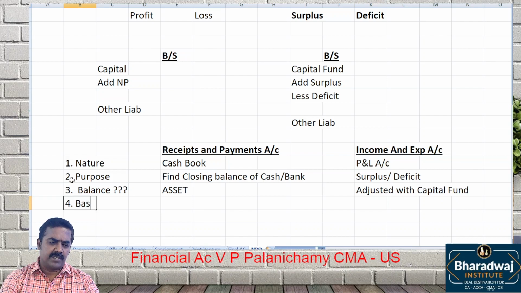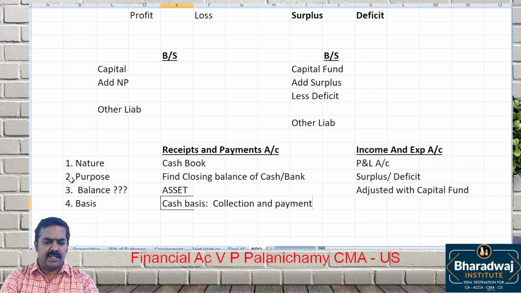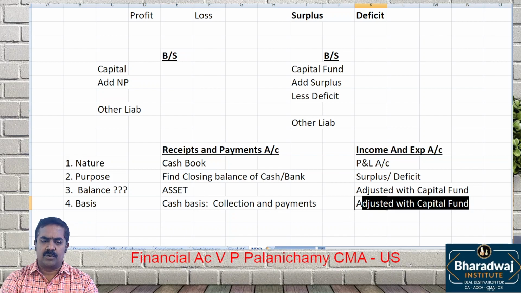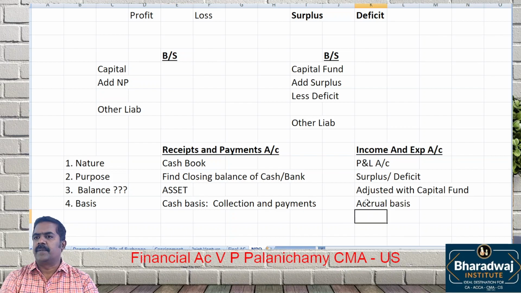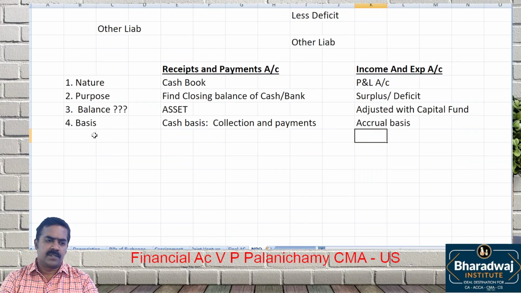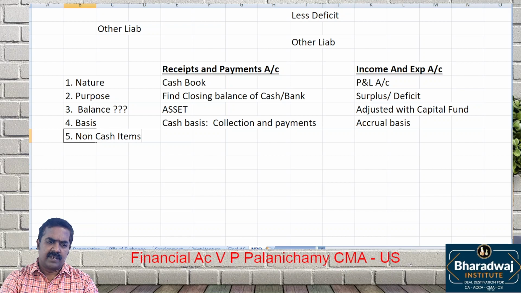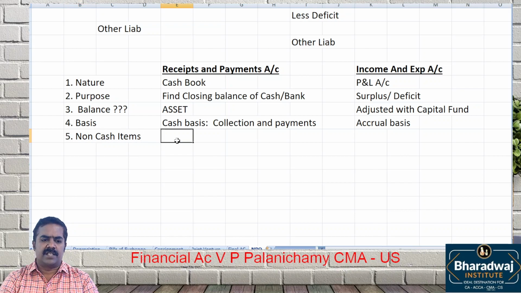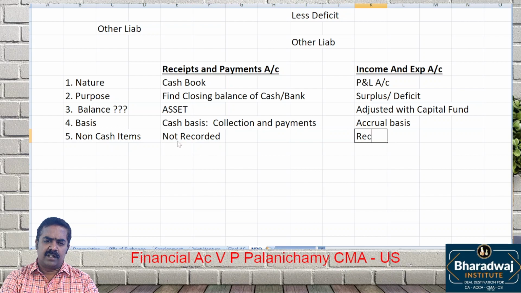What is the preparation basis? Cash basis, which means only collections and payments are recorded. Here it is accrual basis. Accrual basis means we record on what basis? Due basis. Non-cash items like depreciation, loss on sale of asset, etc. are not recorded in receipts and payments account, but here they are recorded.